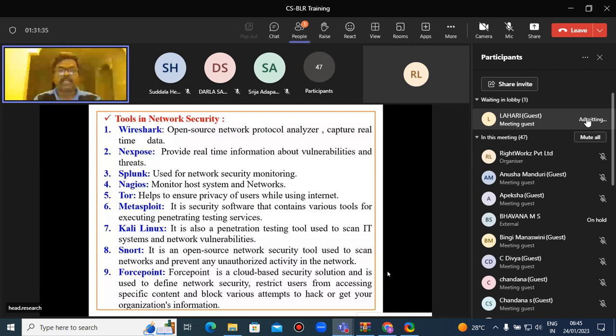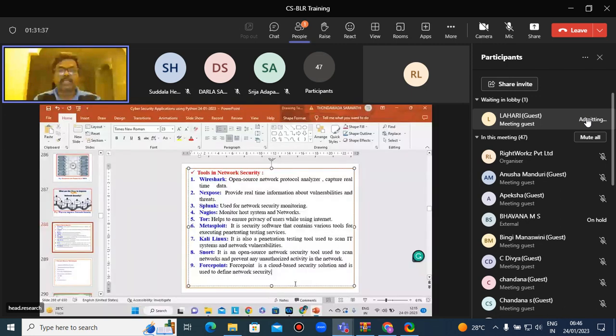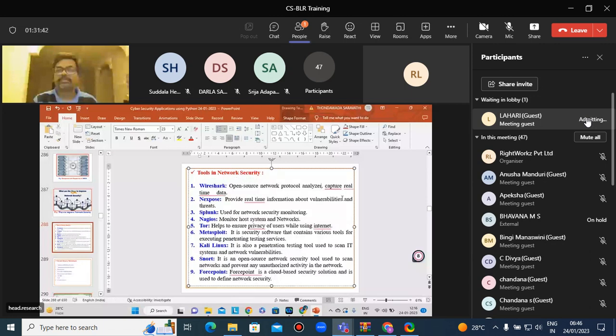So this is about the network. So then what type of techniques are we using? What are the techniques of network security we are using?